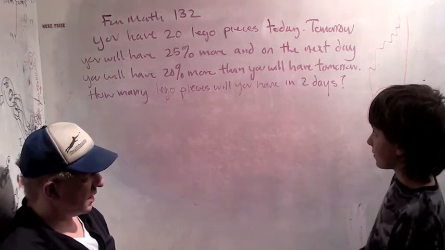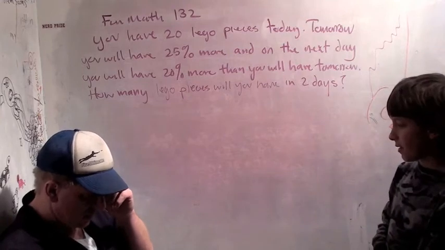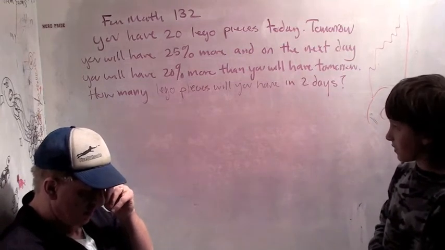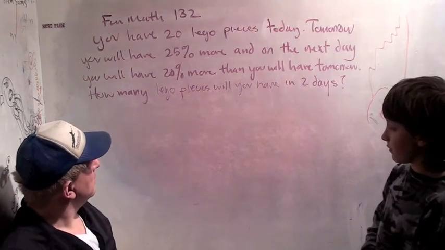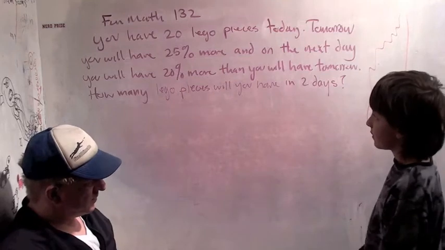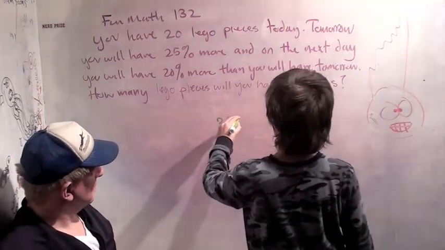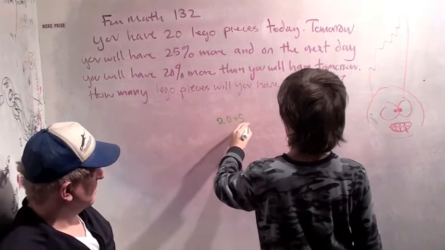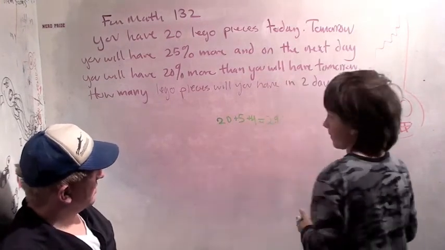Okay. Well, how are you going to solve this problem? Well, 25% of 20 is 5. It's a quarter of 20. Okay. And 20% of 20 is 4. It's a fifth. So it's 20 plus 5 plus 4, which is 29. Okay, that is not correct.